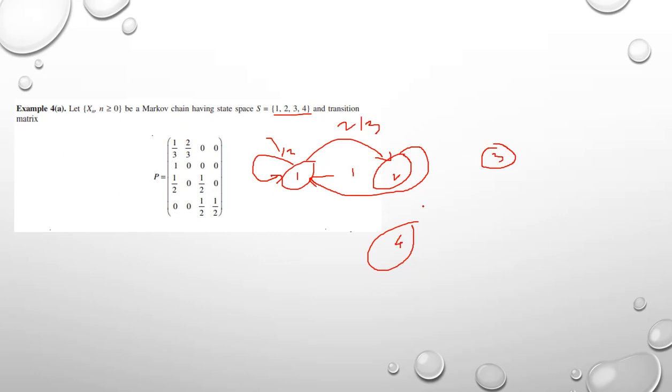Then 3 to 1 is 1 by 2. 3 to 3 is 1 by 2. Then 4 to 2 and 4 to 3 are there. We can see this.